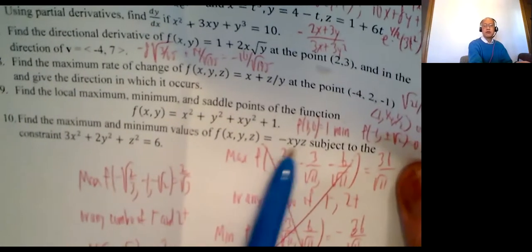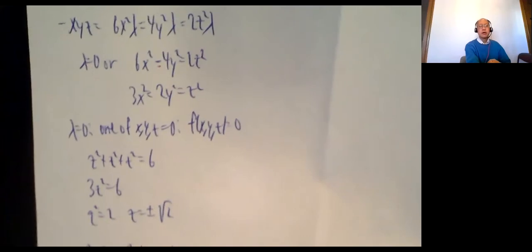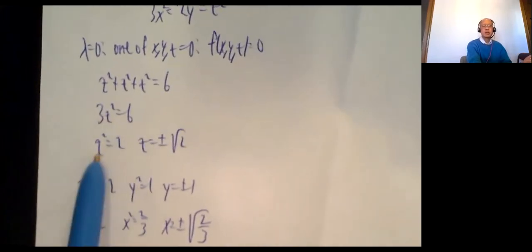Okay, this was the original function. So if any one of them is 0, then the function value is 0. We're going to get a positive, we're going to get a negative, so that's not going to be maximum or minimum. Now, if you plug into the original, you get z squared plus z squared plus z squared equals 6, 3z squared equals 6, z squared is 2, z is plus or minus radical 2.